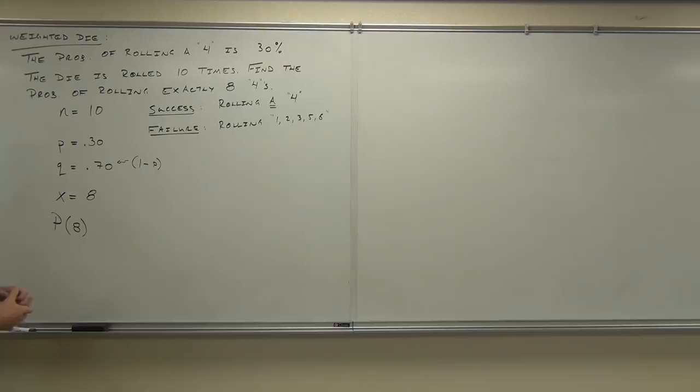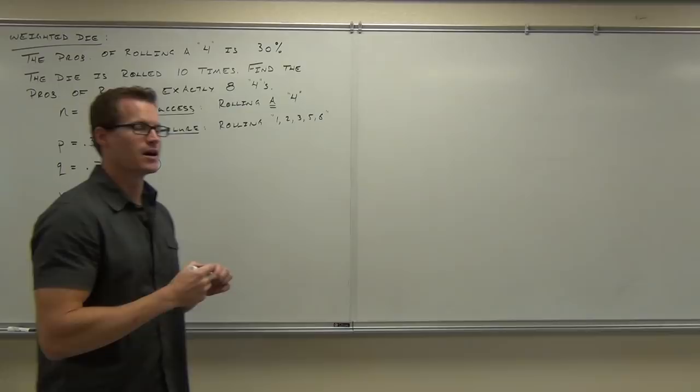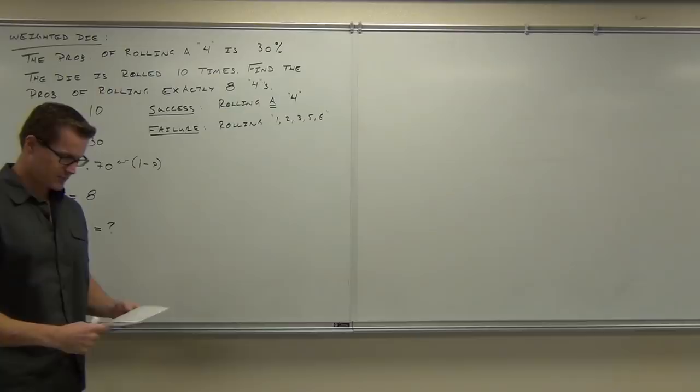So we're looking for the probability of exactly 8 successes. Oh my gosh, how in the world do we do that? Well, there's a formula for how to find probabilities if it's a binomial situation, which we have here. You ready for the formula? Yeah. Of course you are.